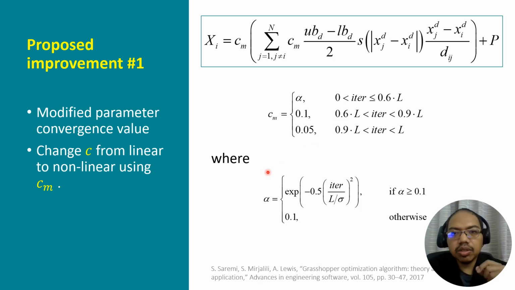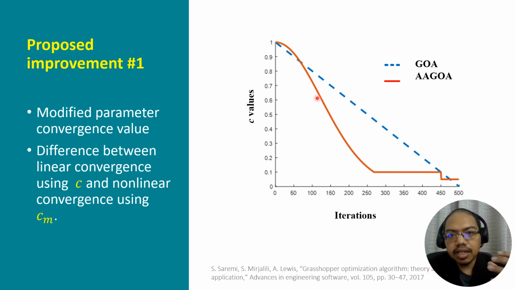So in the next slide, we're going to see a graph that shows the difference between the linear and non-linear methods. So we can see here, these are the reasons why we use the proposed value for C. Now here for GOA, it is a very linear method, and for AGOA, we can see it is a non-linear method. Now you can see that in the beginning, it closely resembles the original GOA, meaning that we can just go straight, try to find the solution in the beginning, but when it goes in the middle, we want the algorithm to have some time to find the solution.